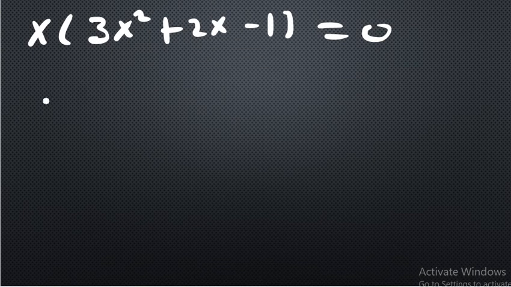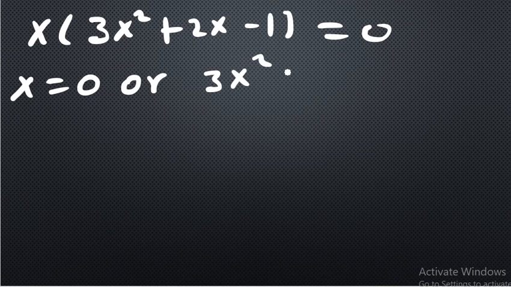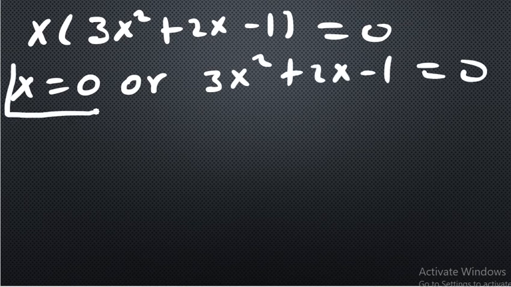Therefore, what to do now? The product of the two is 0, which means x is equal to 0, or 3x squared plus 2x minus 1 is equal to 0. But x is equal to 0 will be one answer. Just keep it, and let's go on to the next one. This is a quadratic. To solve this quadratic, we can apply the formula or product-sum factorization.